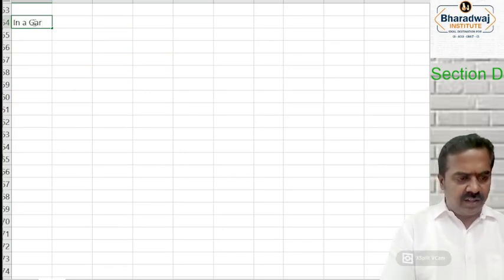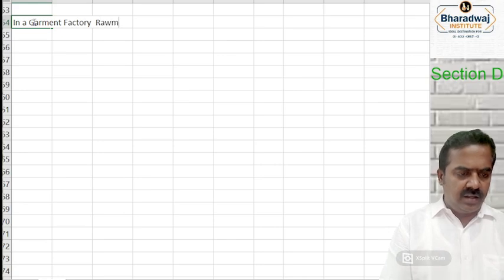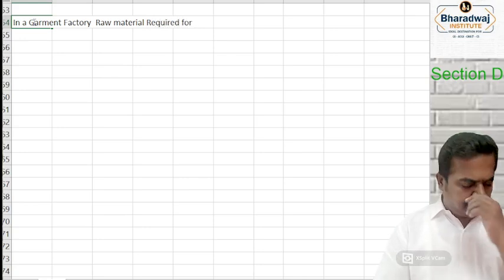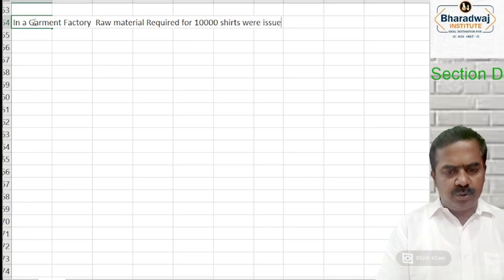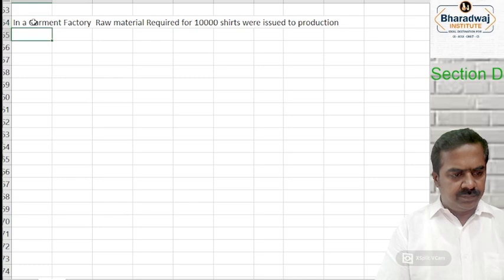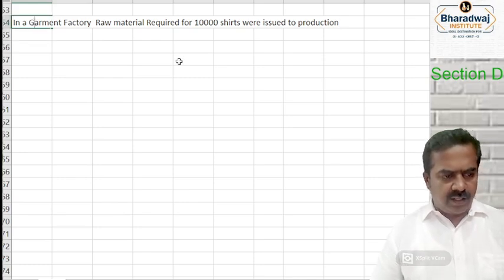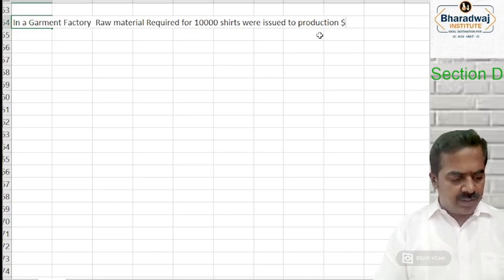In a garment factory, raw material required for 10,000 shirts were issued to production. All these are past IMA questions only.